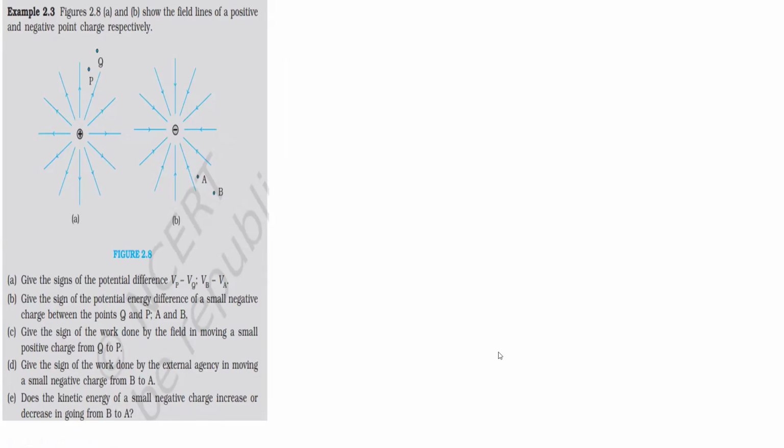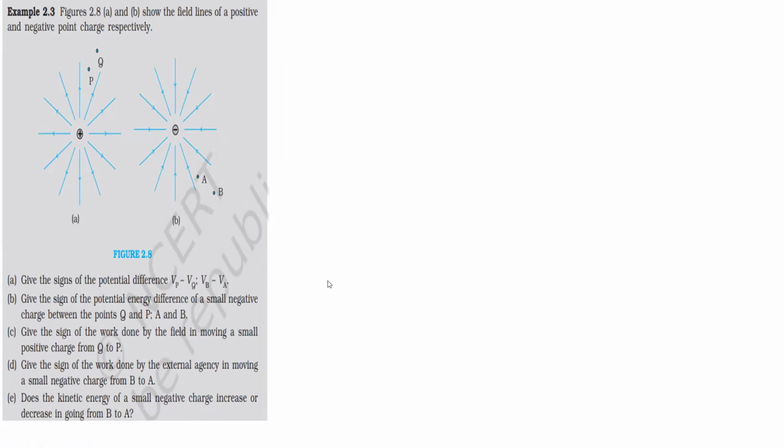Example 2.3. Figures A and B show the field lines of positive and negative point charges respectively. So the first figure is connected to the positive charge. We can make out here that the arrows are outward. This is a negative charge, therefore the arrows are inward. We'll go to the first question now. Give the signs of the potential difference Vp minus Vq and Vb minus Va.